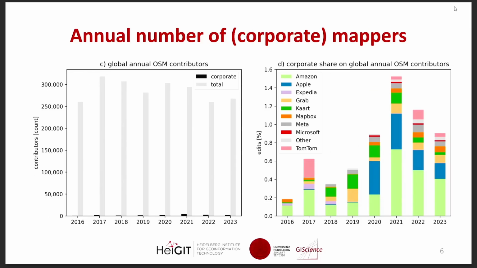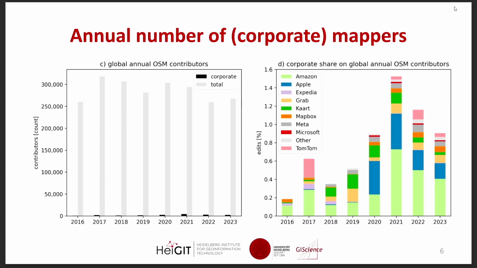You can take basically the same picture now, but not counting the number of edits, but now taking a look at the number of active mappers. And of course, again, we start with the light gray lines. So in OpenStreetMap, you see that this number is actually not steadily increasing as the number of edits did on the other slide. So we have somehow between 250,000 to 300,000 different people mapping in OpenStreetMap every year since 2016.